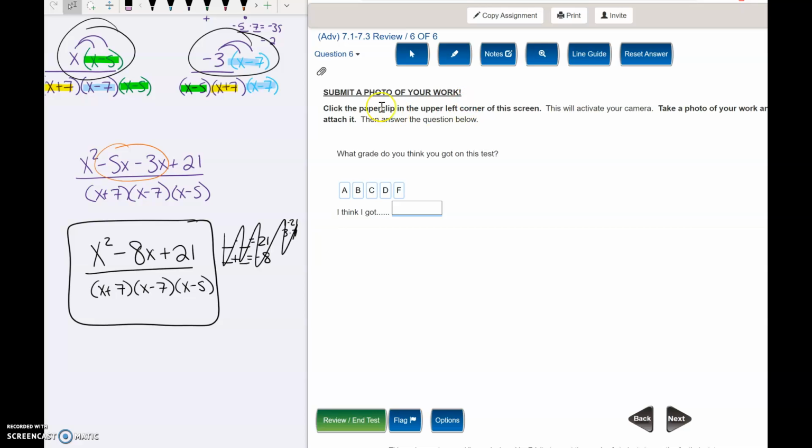So go on to the next question. This is where you're going to submit a photo of your work. So you click this paperclip that activates your camera, and then you can take a picture. Then you'll answer this question. And honestly, you just need to answer this question. But what grade do you think you got on this test? I definitely think I got an A on this test. I mean, you know. So I'm going to click the paperclip.